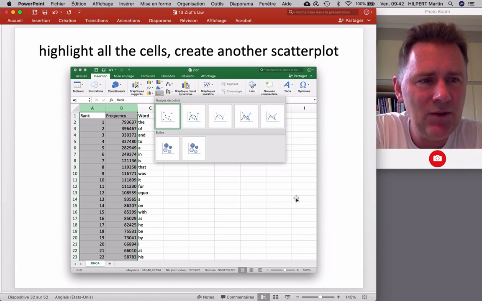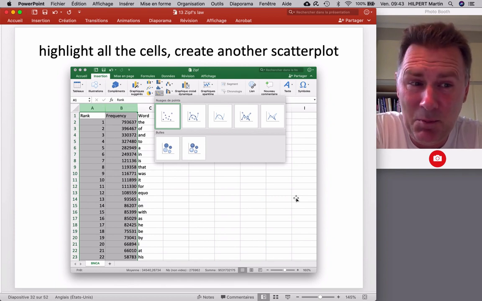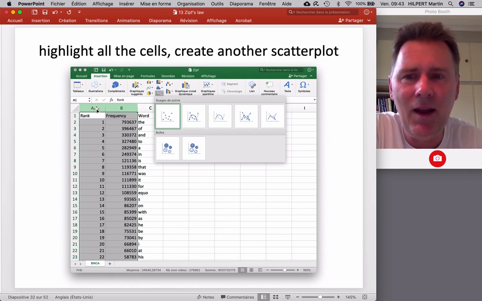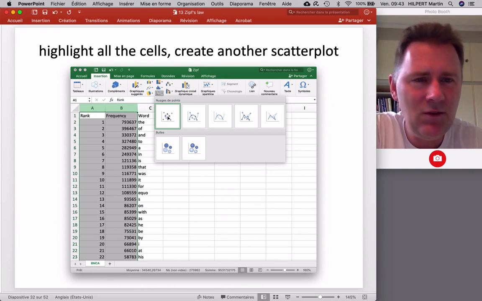Now, let's do this more thoroughly. We want to do this not only for 20 words, but rather for all the words that we have. If I remember correctly, we have 137,000 types. So this table goes down a long way. So do me a favor, highlight columns A and B, and just do the same thing.